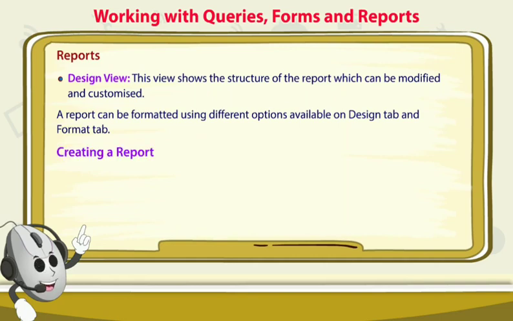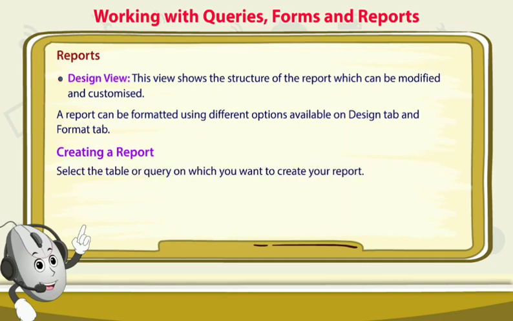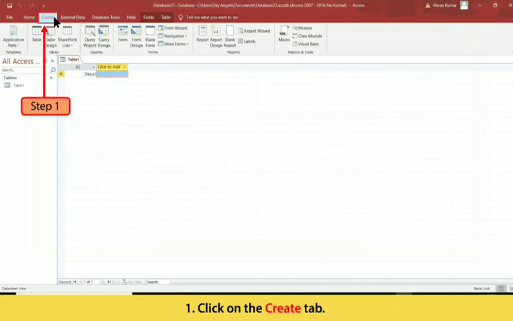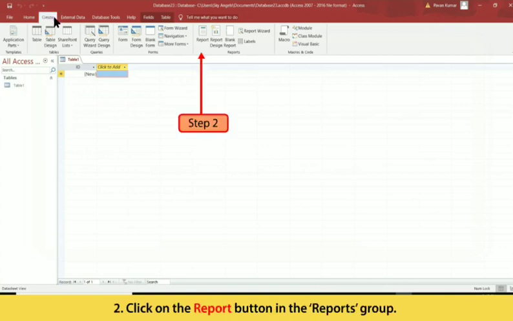Now let's learn creating a report. In the Create tab, we have a number of options to create a report. Step number 1: click on the Create tab. Select the table or query on which you want to create a report. Here you can select the data of your choice.